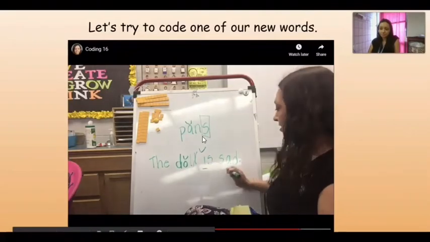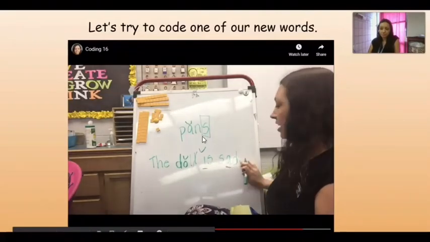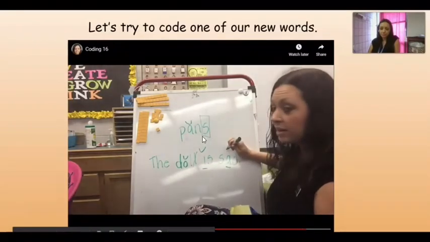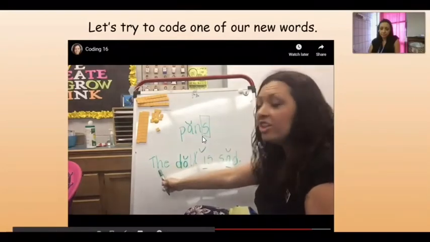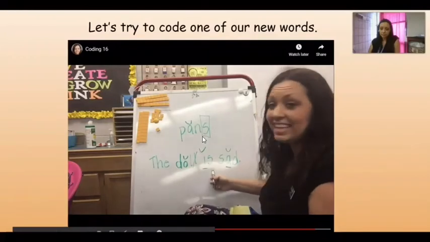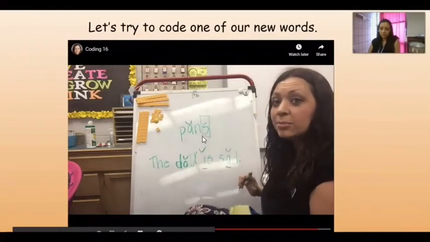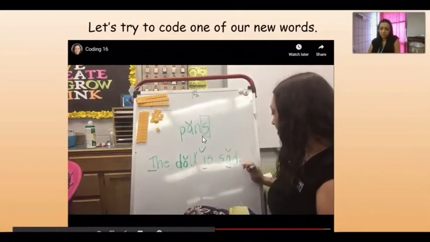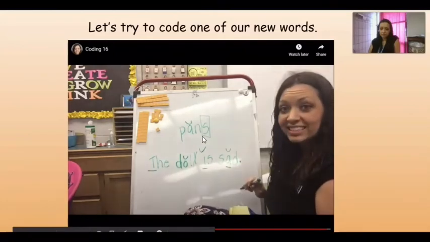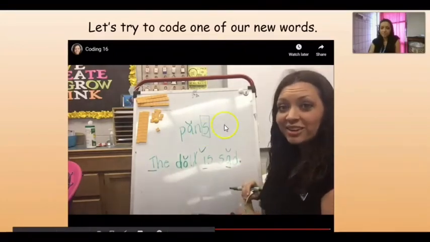Where's my vowel? That's right, A. It's got that consonant right behind it, so it's going to be short. So then I coded the whole sentence and I have, the doll is sad. And I know it's a complete sentence because I saw the capital at the beginning and I saw that period at the end. All right, guys, great job on coding.